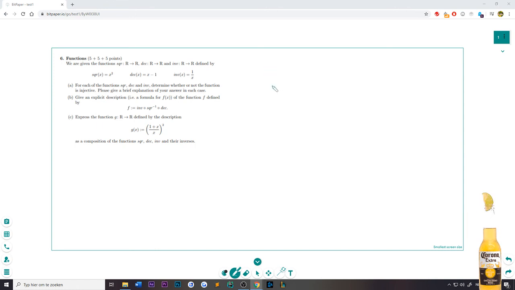Well, square root is not injective, right? Because for square root, let's say we take the square root of 2. Oh wait, it's the squared, sorry. These both give us 4, right? So therefore, because there are 2 inputs that give us the same output, it's not injective.